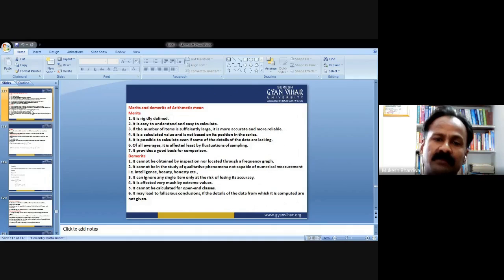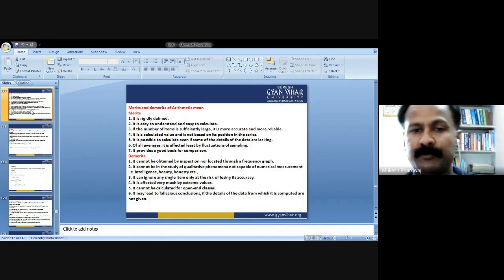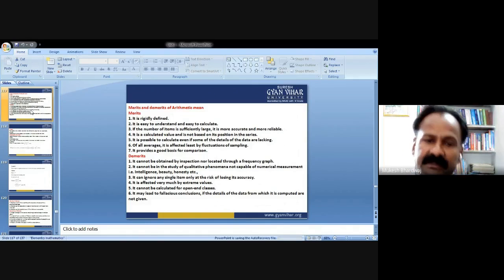It is possible to calculate even if some of the details of the data are lacking. Of all averages, it is affected least by the fluctuation of sampling. So whatever averages we are going to study further, it is least affected by the fluctuations of sampling. It provides a good basis for comparison. So basically the merit of calculating the average is that it provides a good basis for comparison.